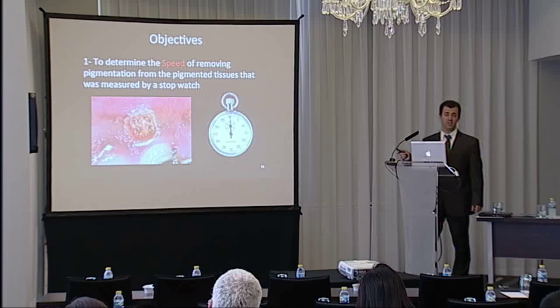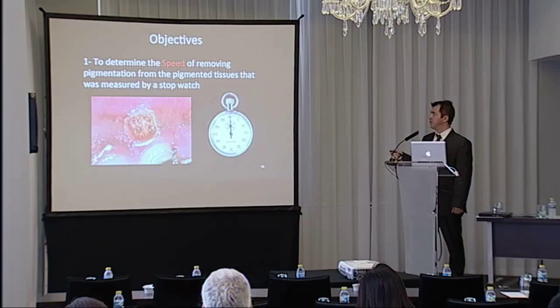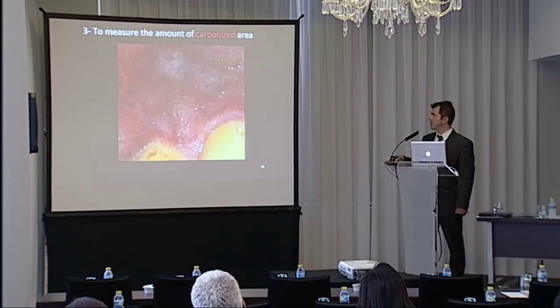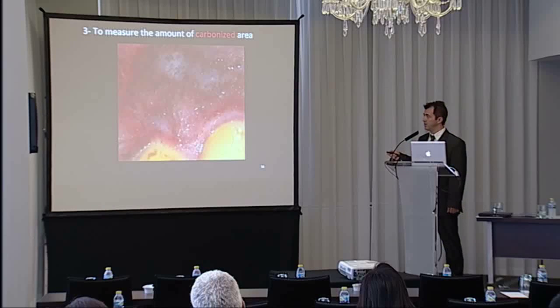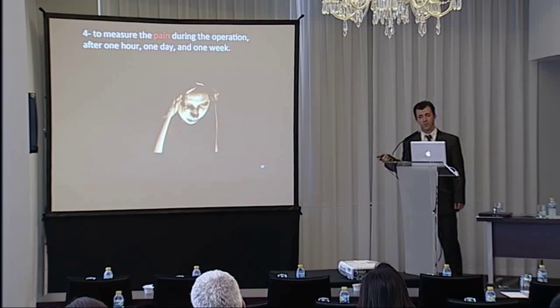Again, the objectives, but here they are a little different because they are clinical objectives. The speed of removing: we determined a definite area for each patient and we measure the speed. Then the amount of carbonization, this is the carbonized area. Sometimes you cannot differentiate it from the melanin pigmented tissues. We have to measure the pain now, because it's important, because we do it without anesthesia.